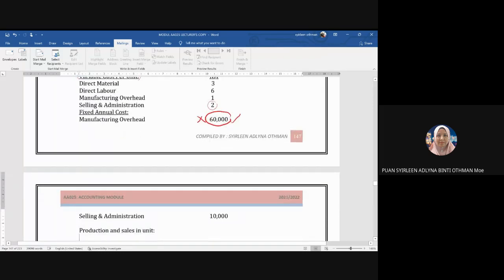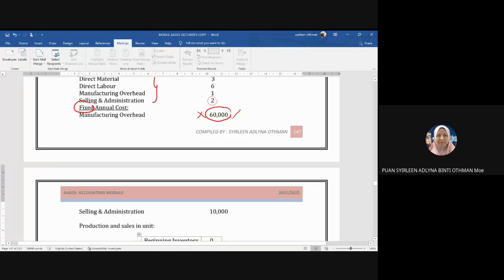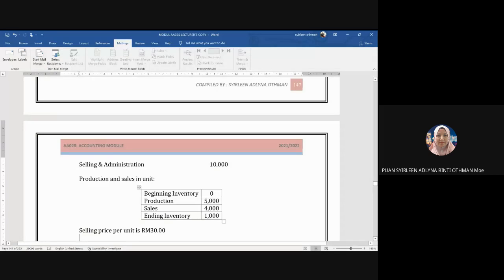Selling and admin, dia bagi 10,000. So these two are under fixed cost. Yang dekat atas tadi ni adalah variable cost. Okay. So production and sales in unit. Okay. Alright. Dia bagi kamu item ini. Okay. So you have your beginning inventory. So unit produce ialah 5,000. Sales ialah 4,000. Ending inventory ialah 1,000.